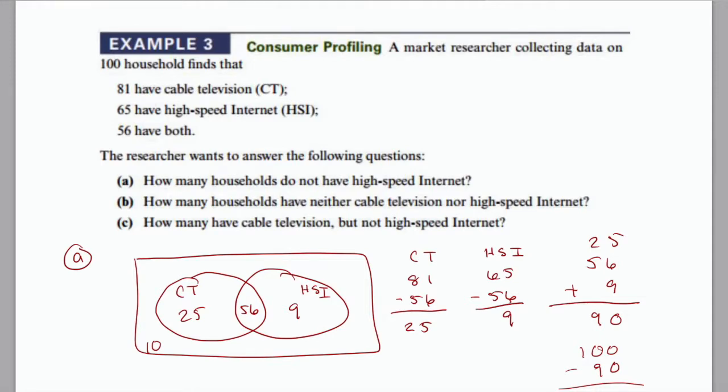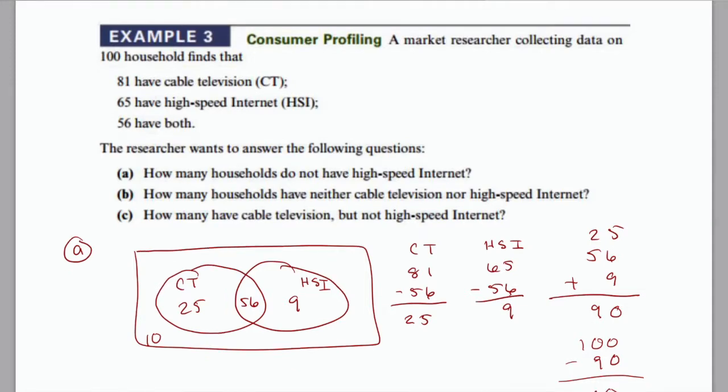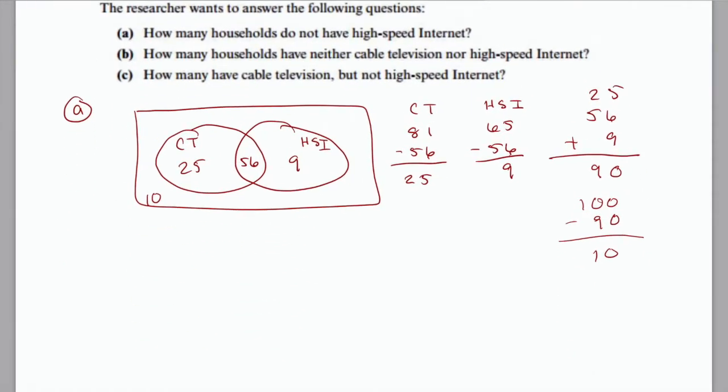Okay? So, now that we're ready with our Venn diagram to answer A, how many households do not have high-speed internet? Well, 25 only have cable TV and 10 have none. So therefore, we have a total of 35. 35 households do not have high-speed internet.